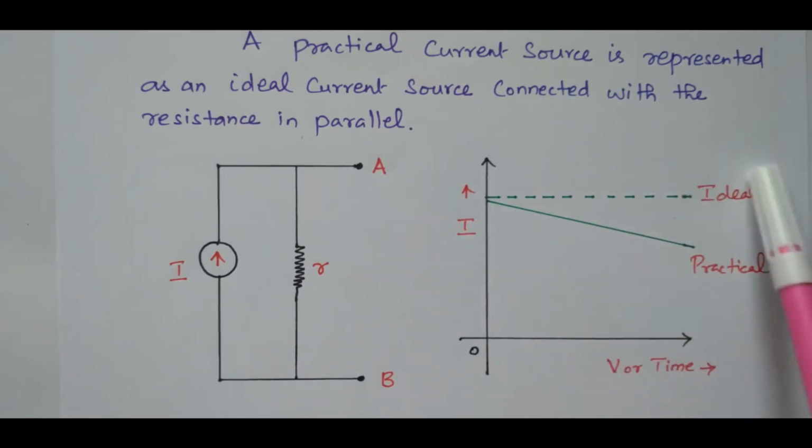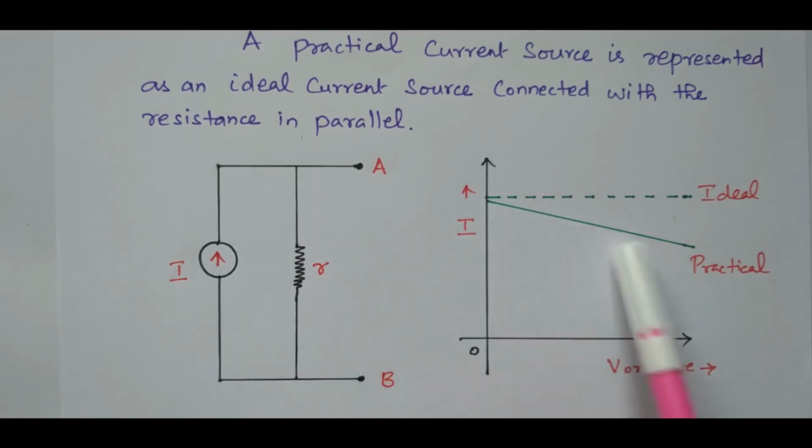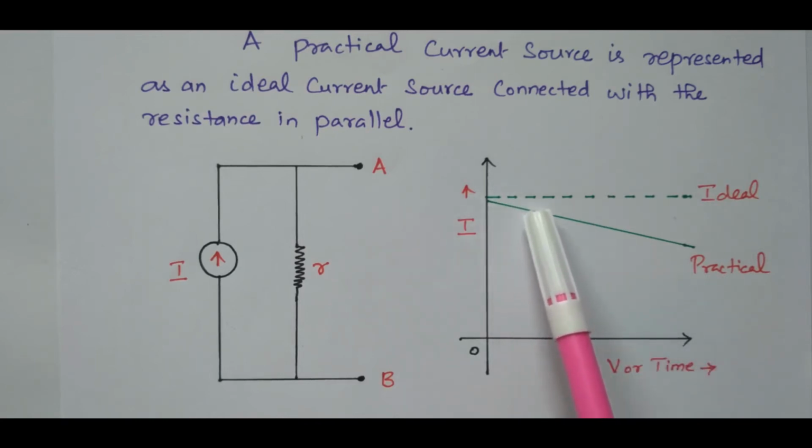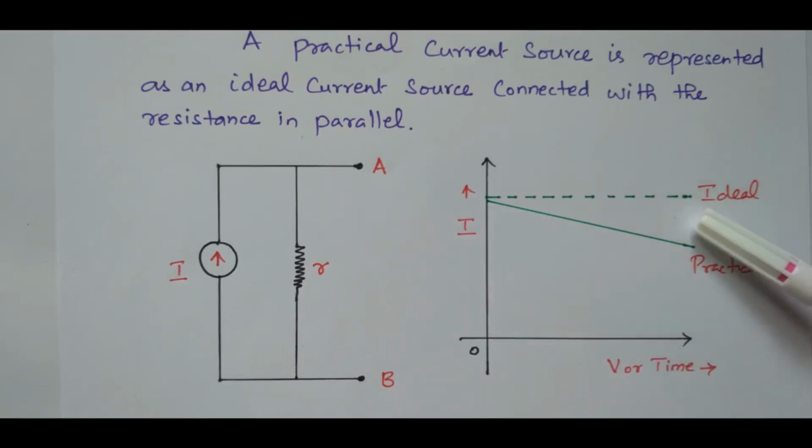But in case of practical, we have an internal resistance connected in parallel. So some amount will be diverted to the internal resistance, and the net current will decrease. When the time increases, the current also decreases gradually. Similarly, when voltage increases, the current decreases gradually. So this is the difference between ideal source and practical source. Due to the internal resistance, there is a drop in the current value.